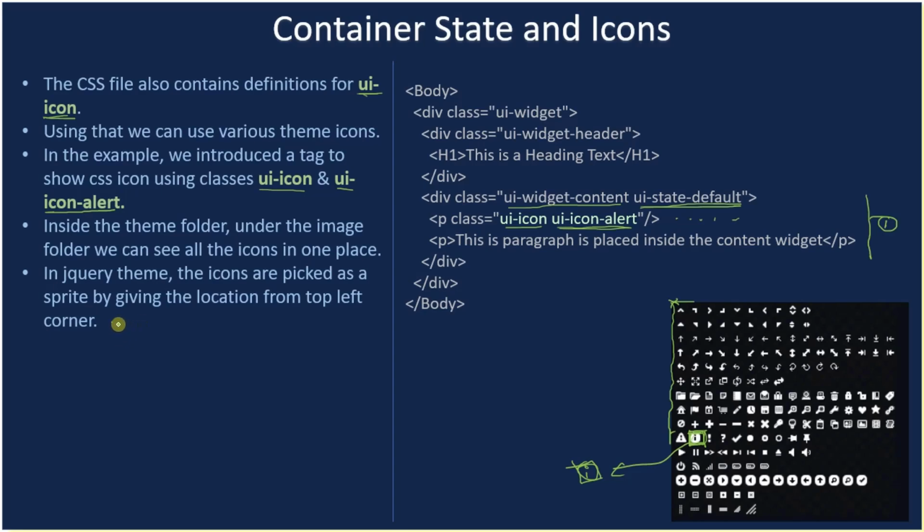So as a developer, it's not our duty to think about the location, left and right, all the stuff. All we have to give is, this is the HTML element. We will specify what icon we want. jQuery UI will know, to take this icon, how much it should shift left and how much it should shift from the top, thereby picking the specific width and height as an icon.